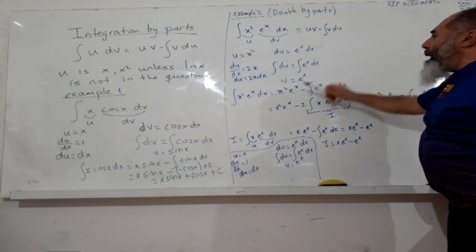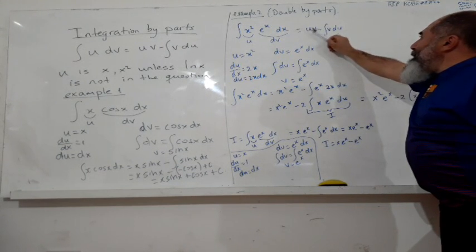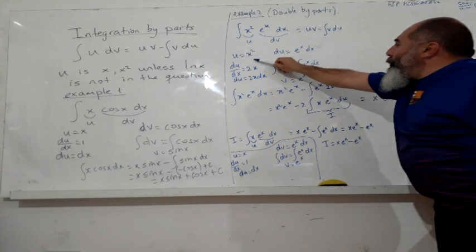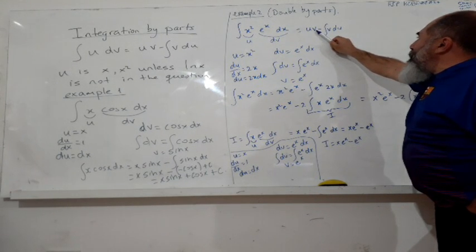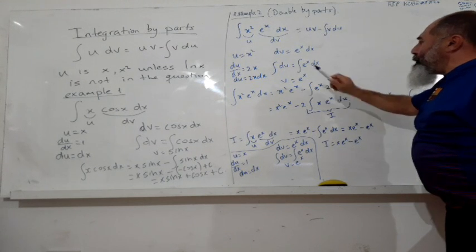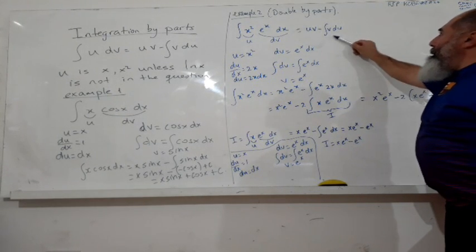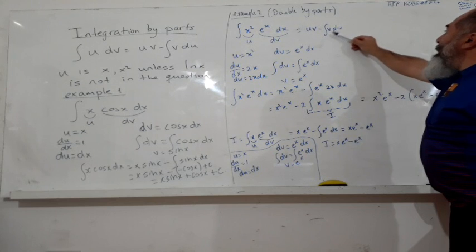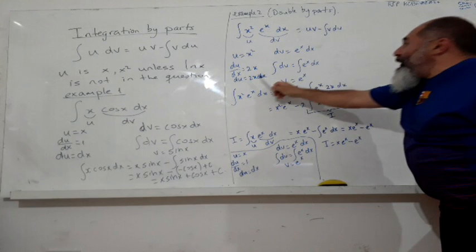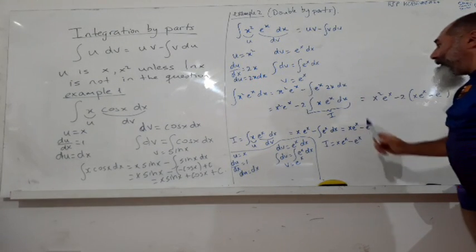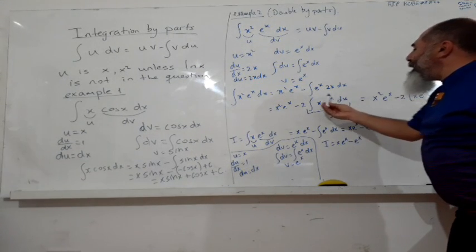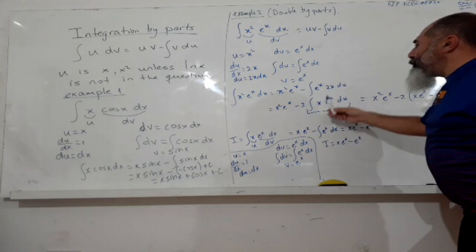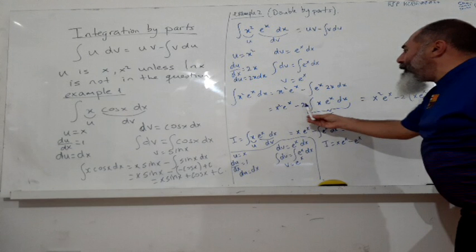u is x squared. What is the expression for v? v is e to the power of x, minus the integration of e^x, which is v, times du. du is 2x dx. I did a simple manipulation here. I take 2 outside of the integration and change the places of x and e^x.